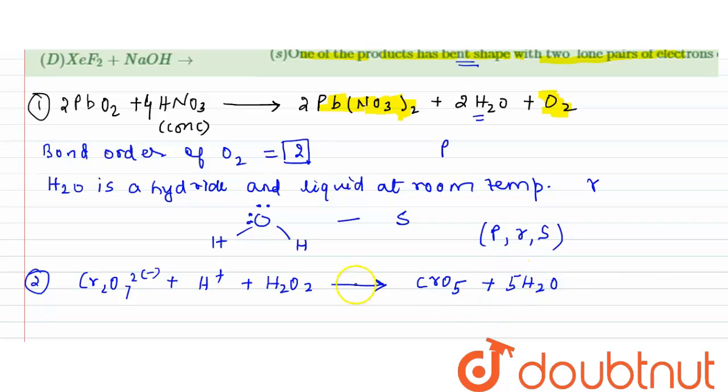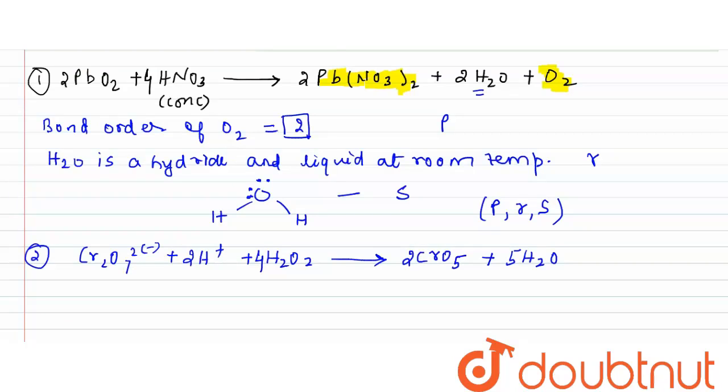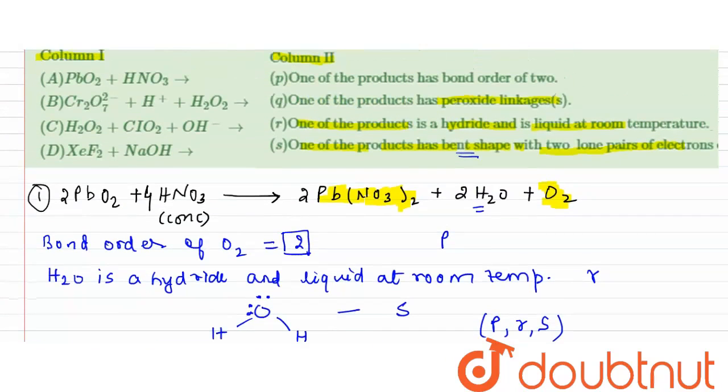Here it is 2CrO5, 5H2O, 2H plus, 4H2O2, and then finally you can say the reaction is balanced. Now what is important to note in this part? That here water is formed, right? So if water is formed, then definitely the hydride and the last one, bent shape, are true: one of the product is a hydride and liquid at room temperature, this is true. And one of the product has bent shape with two lone pair of electrons, this is also true.